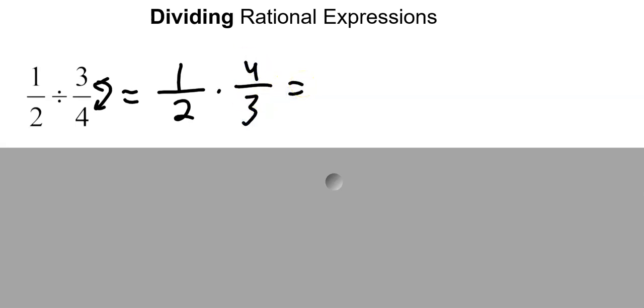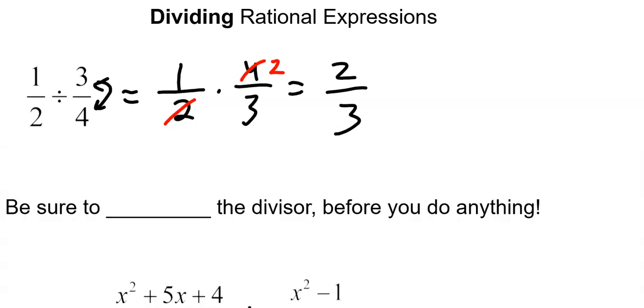And by the way, you are allowed to cancel here because this is all multiplication. You can cancel the 2 and the 4, and that makes it 2 there. And so we get the answer 2/3. So all that nicely simplifies. 1/2 divided into 3/4 is 2/3.